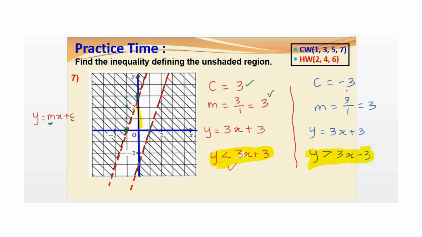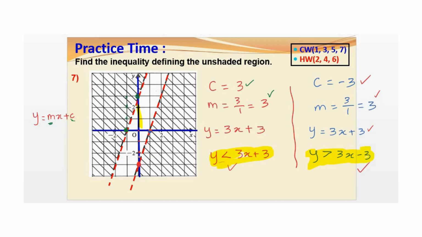Clear? Now if you look at the second line, this one, here is the y-intercept, it's at -3. So I wrote c is equal to -3. How will I find the gradient? I will go to the value of m, the gradient. I will go to the x-axis, and then I can see 1, 2, 3 steps up, 1 step right. So it will become 3 over 1, that is 3. So finally y is equal to 3x minus 3, and y is greater than 3x minus 3.